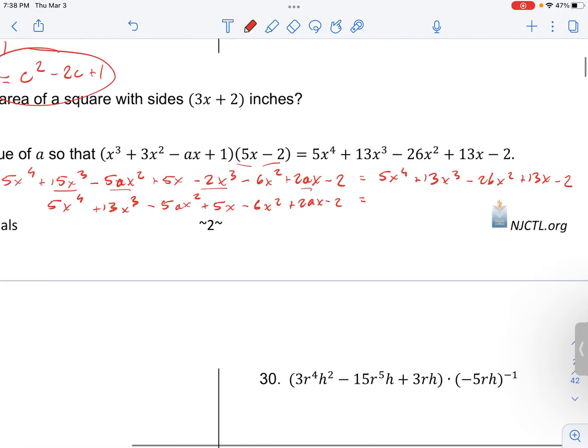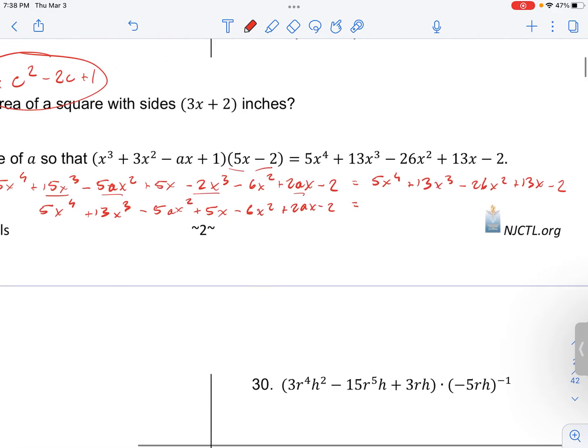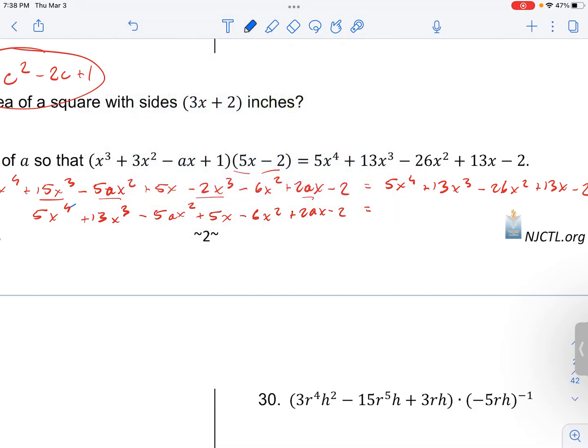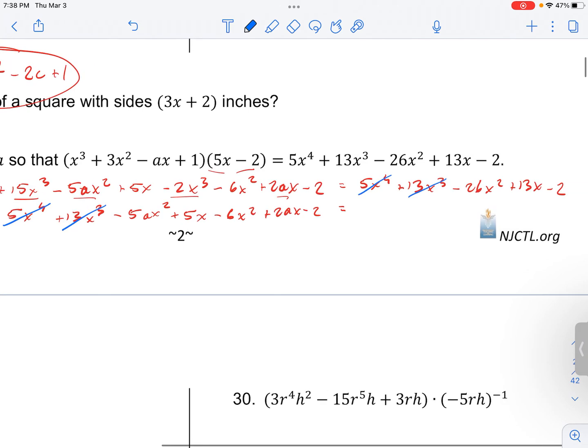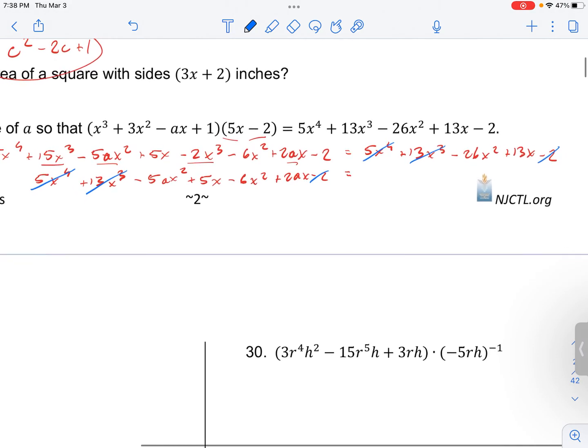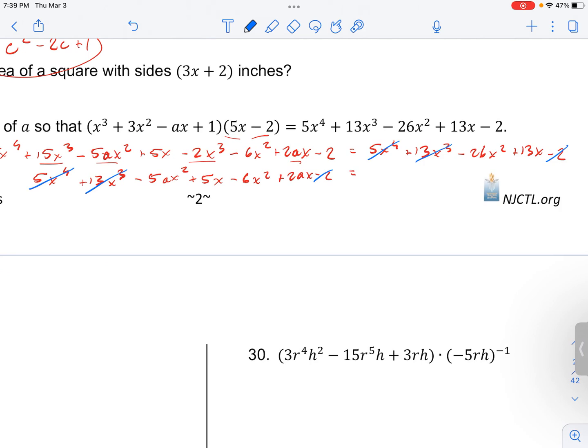So now we can go ahead and cross out the same terms that we have on both sides of the equation. We can cross out this 5x to the 4th, this 5x to the 4th, cross out this 13x cubed, and we also can cross out this negative 2 constant. So we're left with some terms with x squared and some terms with just x raised to the 1.